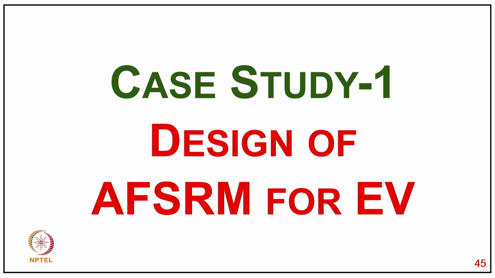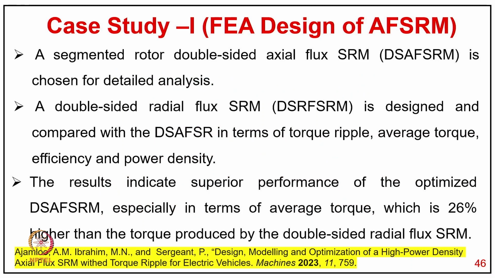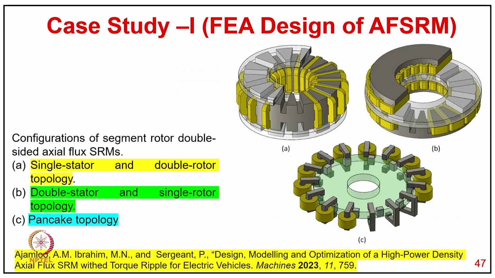Now coming to case study 1, the design of a typical axial flux reluctance motor for an electric vehicle. For this first case study, a segmented rotor double-sided axial flux reluctance motor is chosen for detailed analysis. A double-sided radial flux reluctance motor is designed and compared with the double-sided axial flux reluctance motor in terms of torque ripple, average torque, efficiency, and power density. The results indicate superior performance of the optimized double-sided axial flux reluctance motor, especially in terms of average torque, which is 26% higher than the torque produced by the double-sided radial flux reluctance motor.